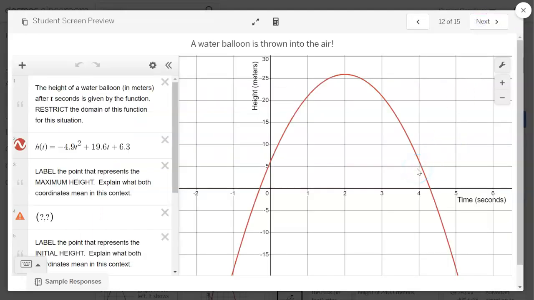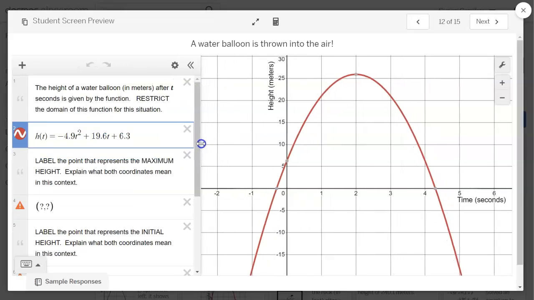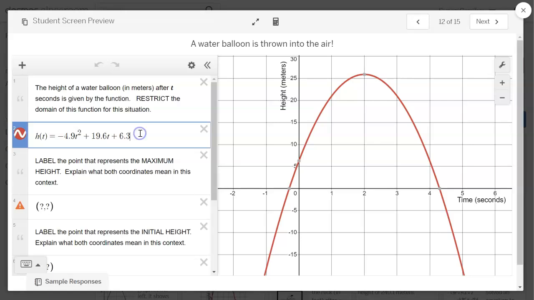Now, once you've gotten through the first 11, that should be review for all of your students. Here's where the meat of the lesson begins. In this case, they are going to restrict the domain of this function for this situation. They do that by coming to this row, clicking here, and typing in curly brackets. They can move this over, so tell them to do that if they need more space.